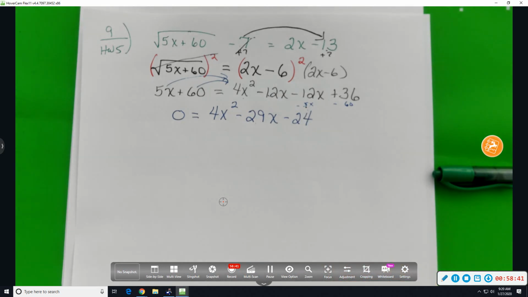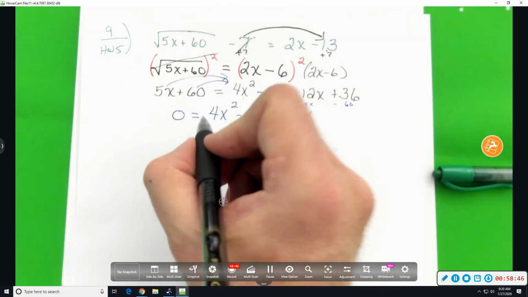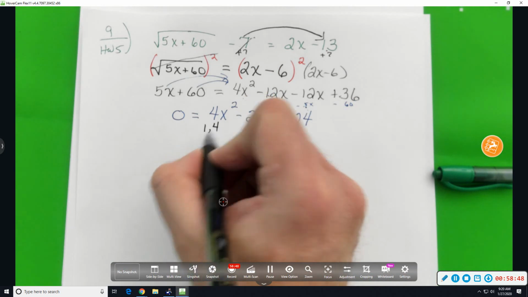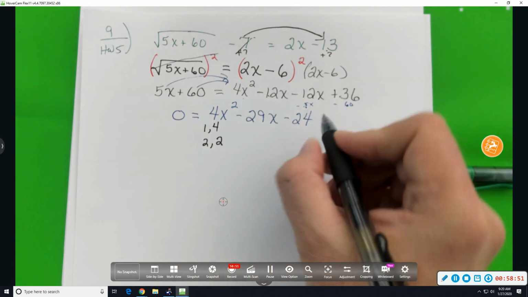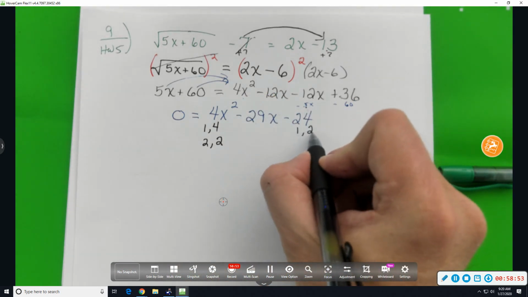I'm going to factor this. This one's actually a really good factoring exercise. Numbers that multiply together to give 4. Numbers that multiply together to give 24.